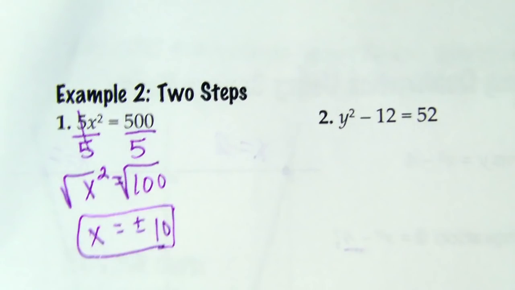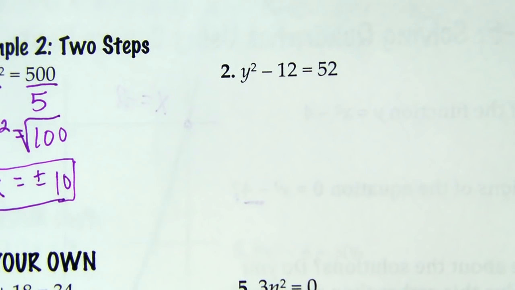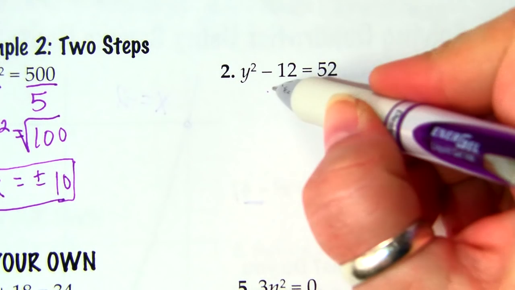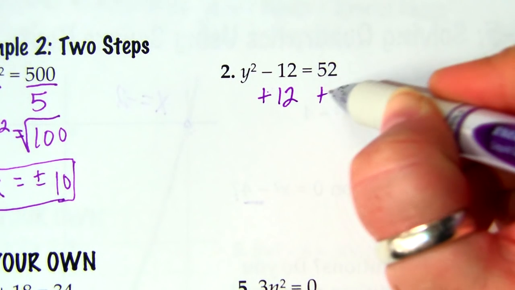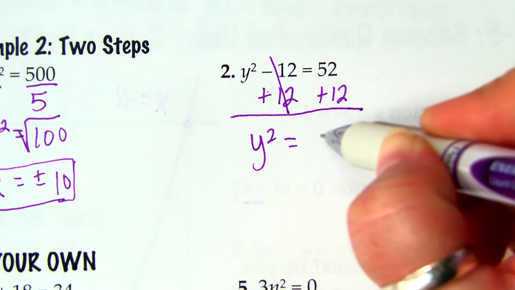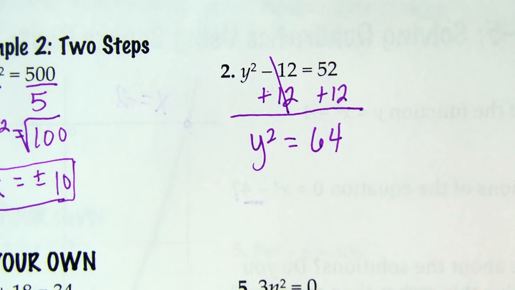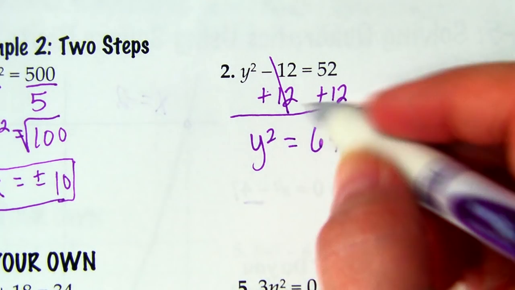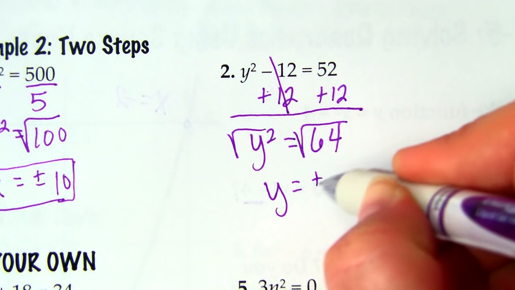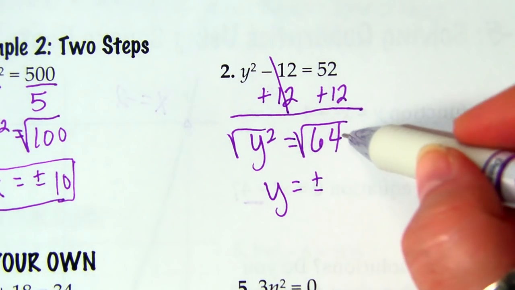Number 2, to get y squared by itself, we're going to have to move this -12. So you have to do the opposite, which is add. So y squared equals 64. Now that y squared is by itself, we can take the square root. So y equals positive and negative square root of 64, which is 8.